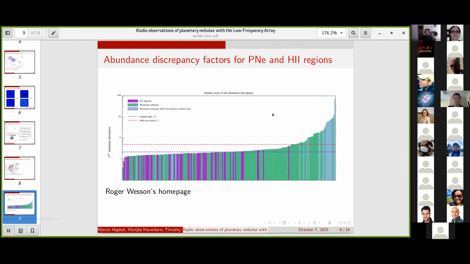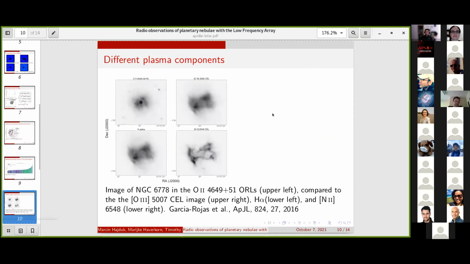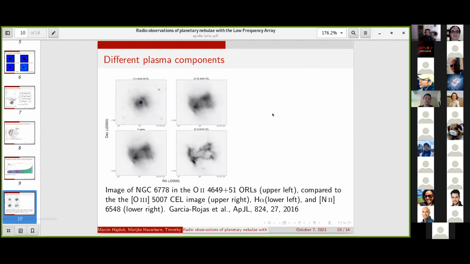So another hint is that in radio we observe the mixture of both hot and cold components in planetary nebulae. And Garcia-Rojas presented some observations of this cold component in images, in optical images. We can see that in the optical recombination line O2, this cool plasma is close to the central star, whereas in collisionally excited lines, the emission is more extended.